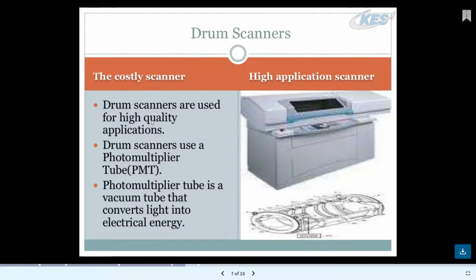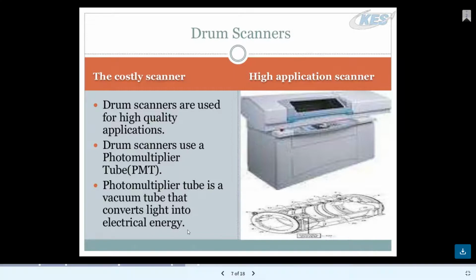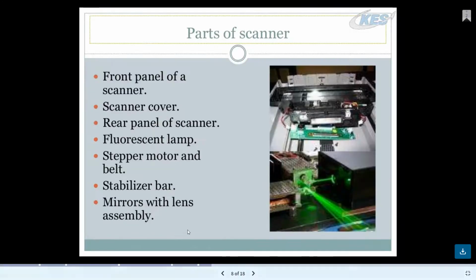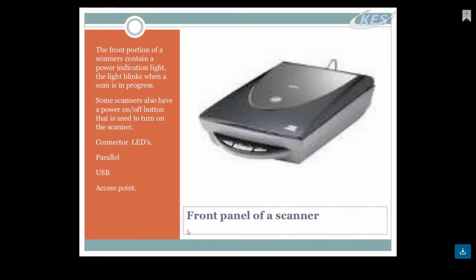Drum scanners are used for high quality applications. Drum scanners use a photo multiplier tube. A photo multiplier tube is a vacuum tube that converts light into electric energy. Here also it is light energy which is scanning and it is converted into the image. Now we will not go in depth. These are different parts of the scanner, not so relevant.